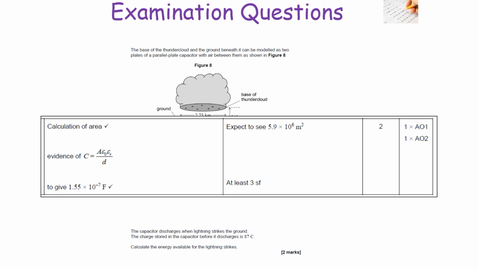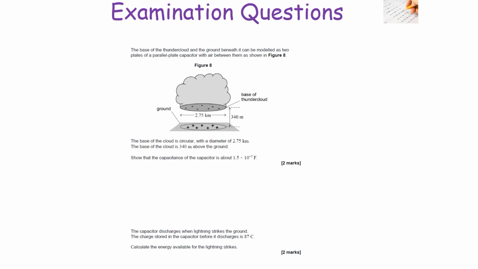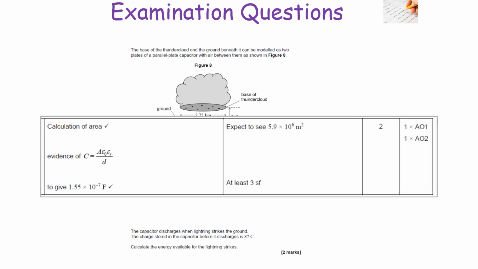You've got your value of E0 and you've got your value of ER from the questions. Okay, so what you can therefore do is pop them in to get 1.55 times 10 to the minus 7 farads. Remember, E0 is going to be 8.85 times 10 to the minus 12, and ER is going to be the relative permittivity of air, which is going to be 1.